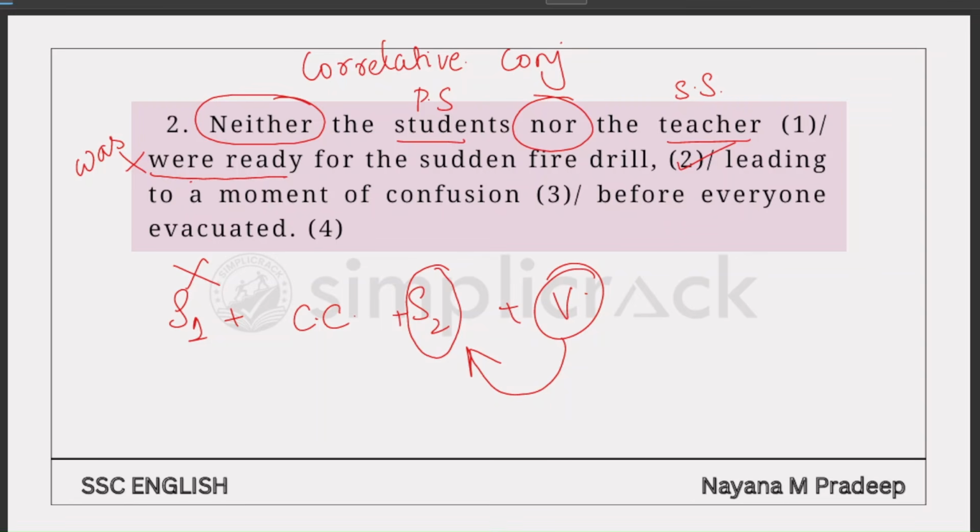Now, if the order was reversed, if the sentence was neither the teacher nor the students, then the use of were would be correct, because then the students will come to the second position and the verb will have to agree with the second subject, which is students. So therefore, the sentence would have been correct. But here, the subject that is closest to the verb is a singular subject. So we have to use the singular form of the verb. Okay.